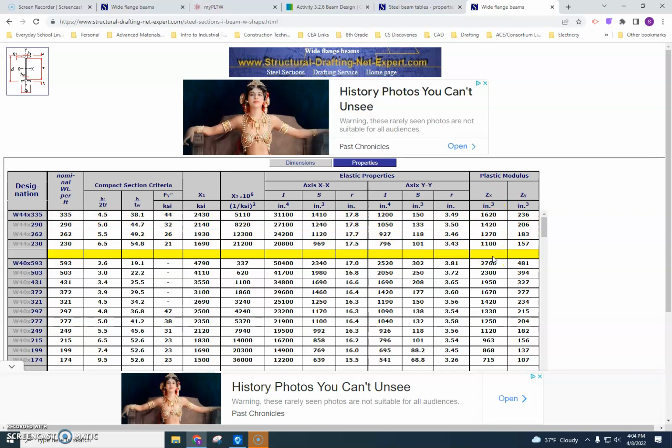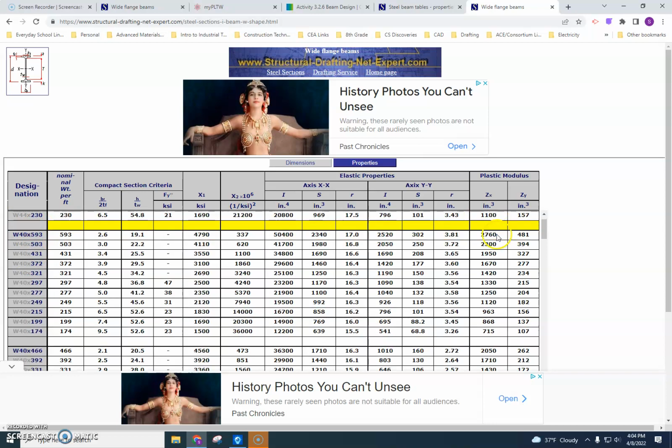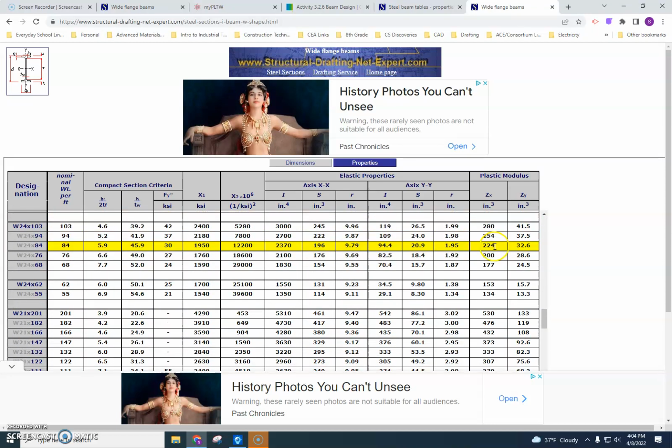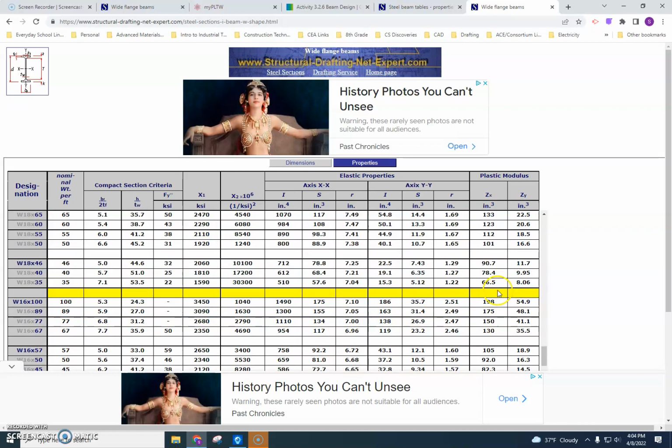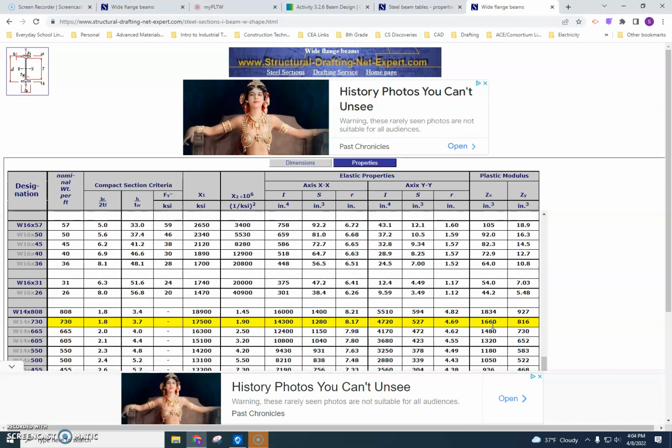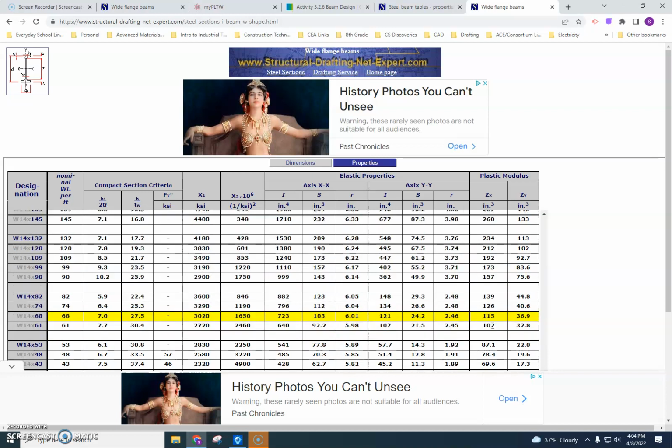Now we had 16.2 was what we figured out. And we need to scroll down. See, these are really big numbers, but these are huge beams if you look at these numbers. Okay? And we're going to scroll all the way down, and we're going to find a number that is 16.2 or higher, but as close to 16.2 as we can get without going under. So we're getting closer here. We're getting closer.